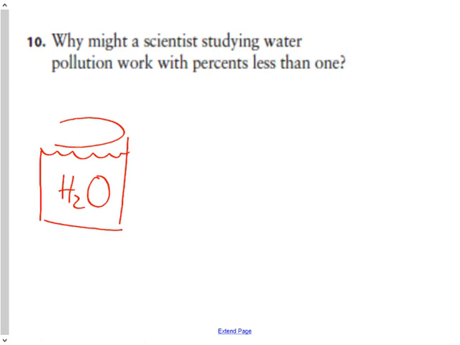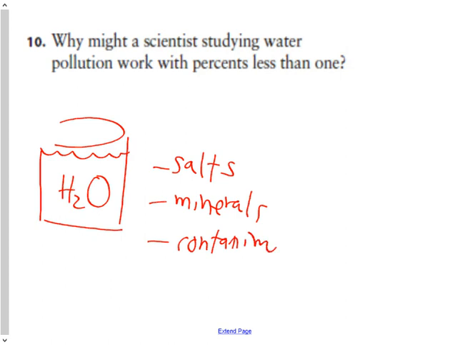There's a lot of dissolved particles because you studied homogeneous mixtures and heterogeneous mixtures. Even though you can't see certain things, there's things like salts, there's minerals, and probably sometimes there's contaminants, right? So if you think about water, sometimes there's very microscopic things in there like salts that are dissolved, minerals, contaminants, etc. And since 1% of the water is not, let's say, salt, it's much, much less.